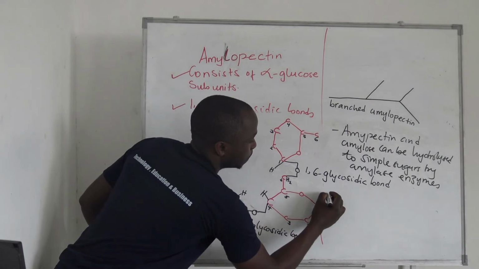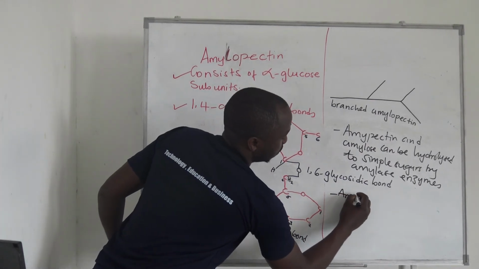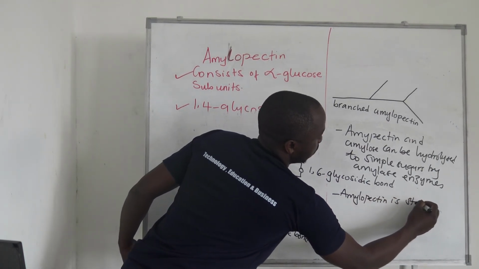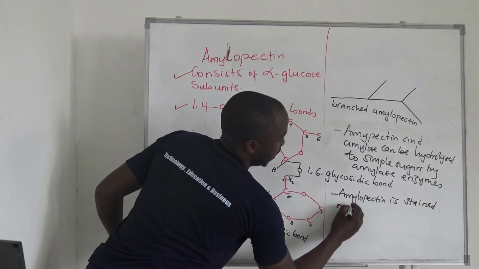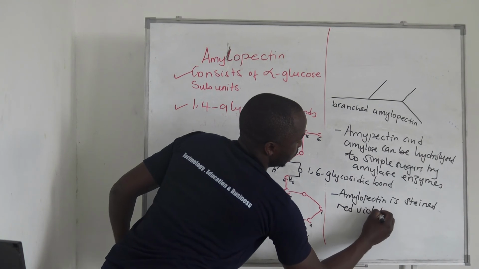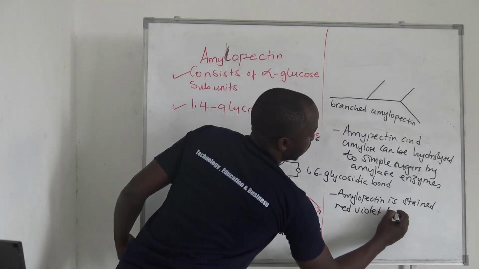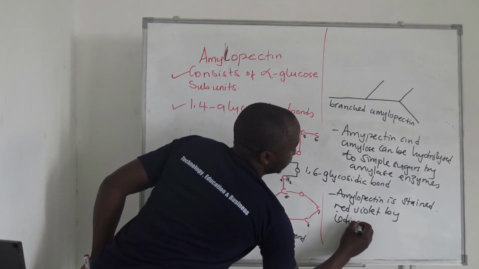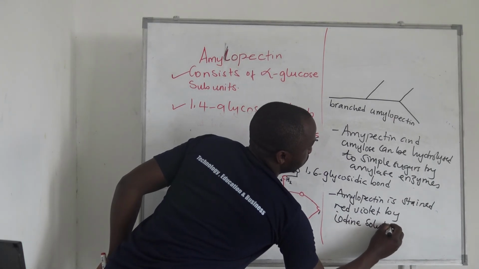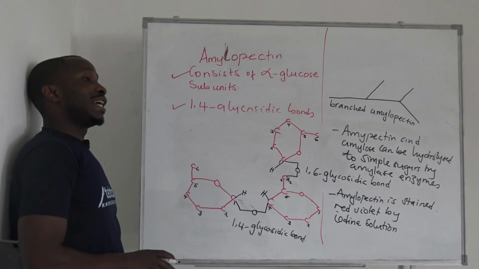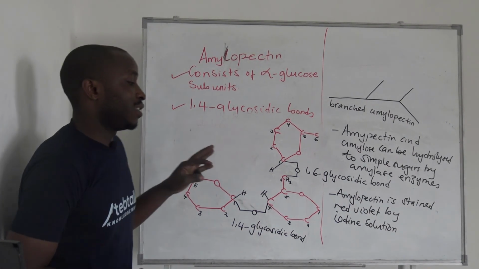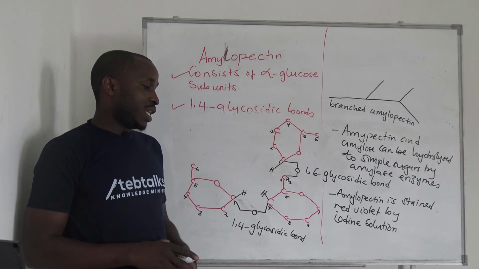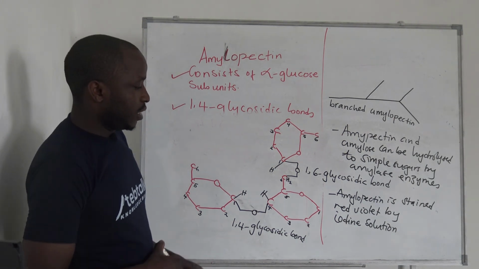Lastly, amylopectin is stained red violet by iodine solution. So when you are testing for the presence of starch in a food substance, you are going to get a mixture of colors. Amylose giving us blue-black, or blue. Then amylopectin giving us red-violet. And that is our test.